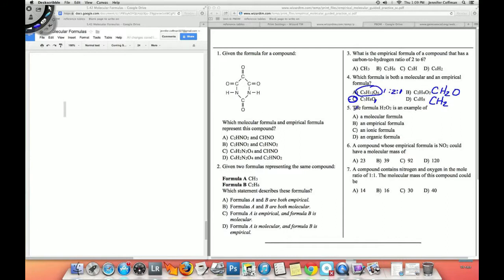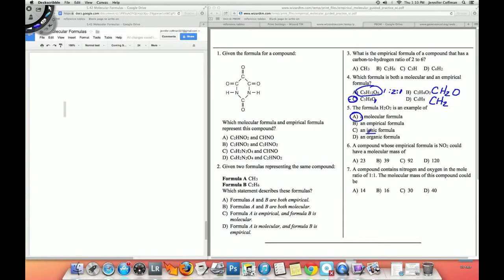Okay, number 5. The formula H2O2 is an example of, well, these subscripts can be reduced, and if the subscripts can be reduced, it is a molecular formula. So it looks like answer choice A would be a good choice. It can't be an empirical formula because empirical formulas mean they have lowest whole number ratio, and these are not lowest whole number ratio. I can reduce them to 1 to 1.